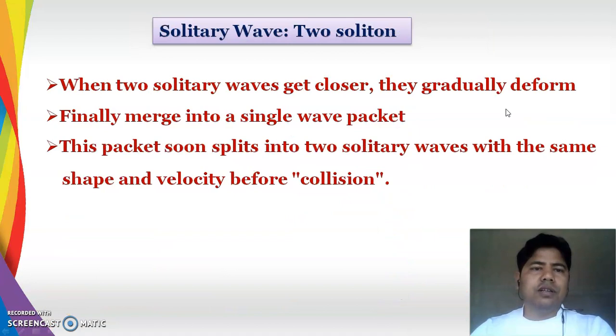Solitary wave for two solitons. When two solitary waves get closer, they gradually deform, and finally merge into a single wave packet. This packet soon splits into two solitary waves with the same shape and velocity as before the collision.